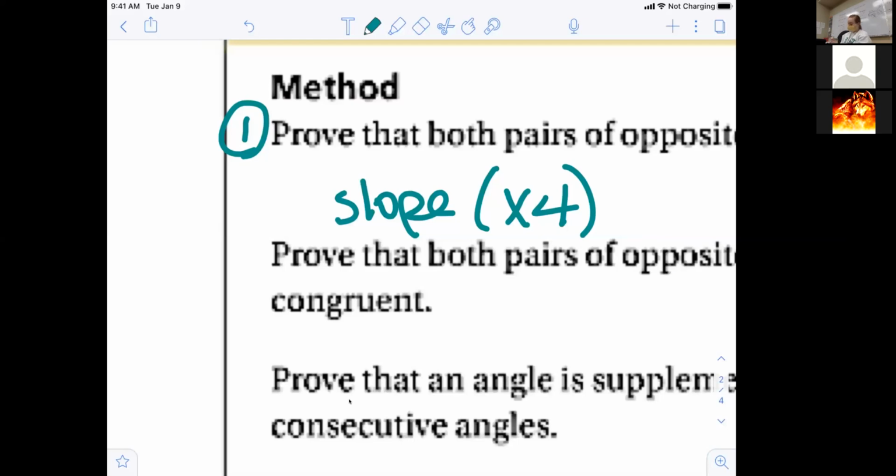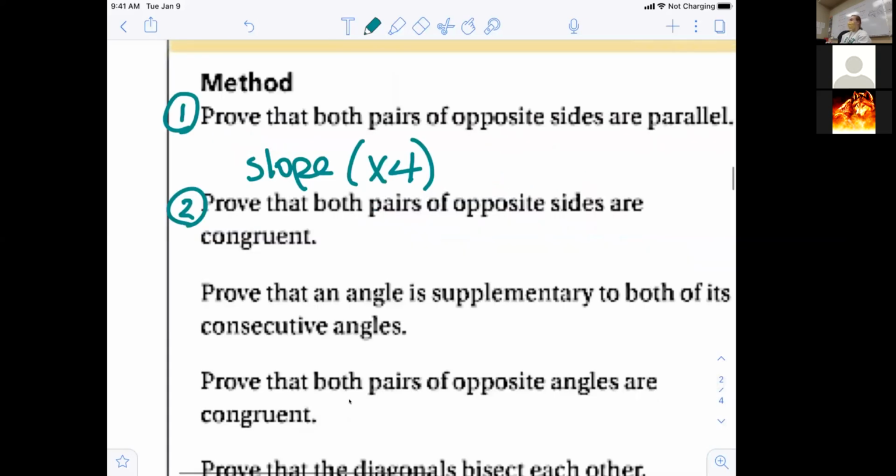Slope's not that hard. The second one says, prove that both pairs of opposite sides are congruent. What math do I need to do to show that something's congruent? You want to know what form? Caleb? That would, yep, if we knew their measures, that would be easy. What if I don't know and I just know like one's at 0, 12 and one's at some other point? How would I know their distance?